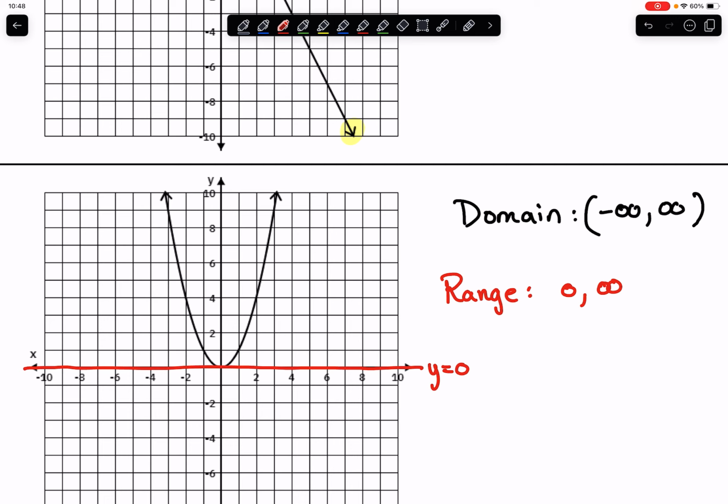Well, with the infinity, we know that we always have to use parentheses. So this end is going to have a parenthesis on it. However, at the 0, because it is not open, it's closed, because of the closed dot right there, we're going to use a bracket. So we'll use a square bracket to indicate that we have a closed circle endpoint on that end. So the range is going to be all of the values from 0 to infinity, including the number 0 as well.